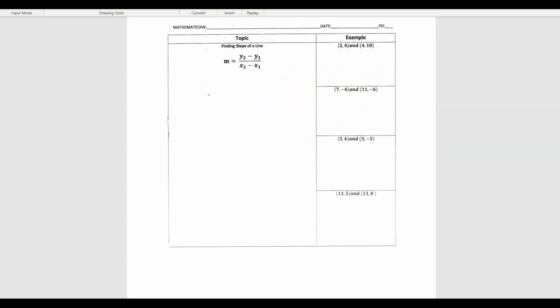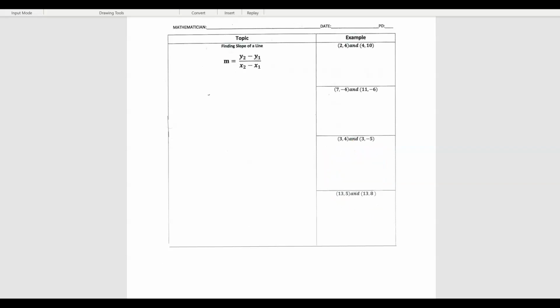Okay, so let's try the next one. We'd have 4 minus negative 5, those are my two y's, over 3 minus 3. So what happens here? I get 9 over 0. Maybe you remember from algebra, maybe you don't, we cannot divide by 0, so this is undefined is how we would describe that. Anytime you divide by 0, that slope is undefined. So try this one on your own.